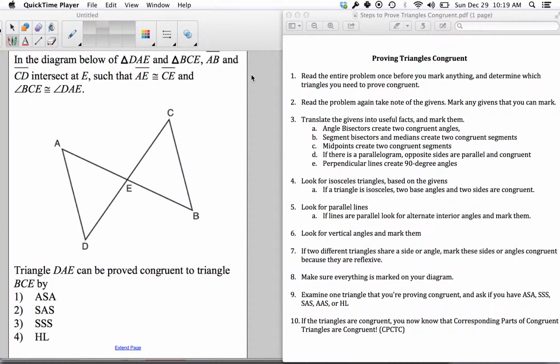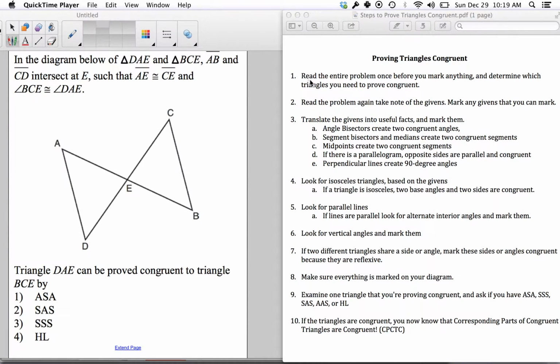So today I am going to be proving that these two triangles here, AED and CEB, are congruent. I'm using the handout I have over here on my right. These steps right here can help me prove that these two triangles are congruent. So let's go ahead and get started.